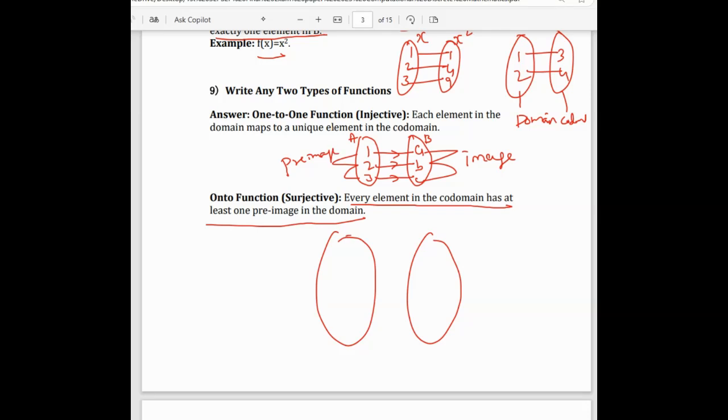So here it says every element of the codomain, that is 1 2 3 4, here we have 1 2 3 4 5 6. So every element of the codomain should have at least one pre-image. It can have more than one also. Then it is called an onto function.